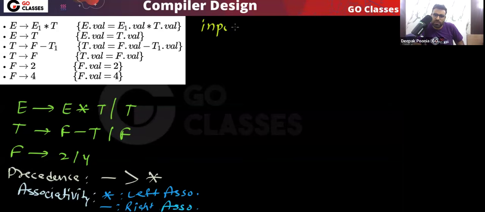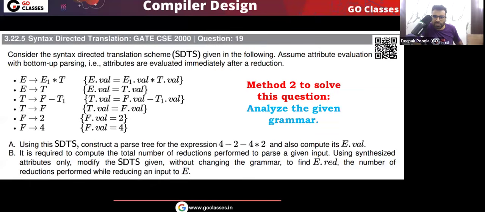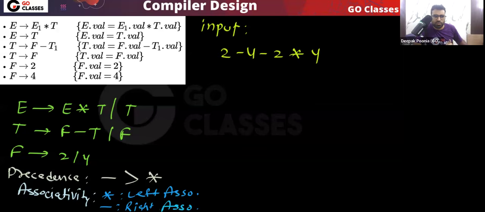What was our input? Our input was 4 minus 2 minus 4 into 2. Yes, this was our input. Now you can easily solve this question.